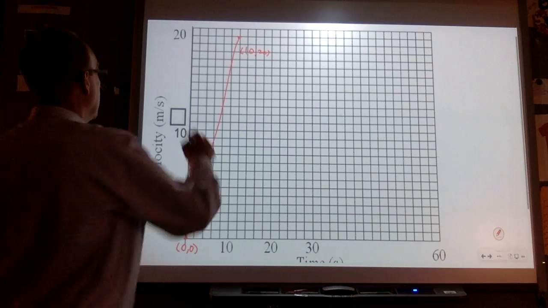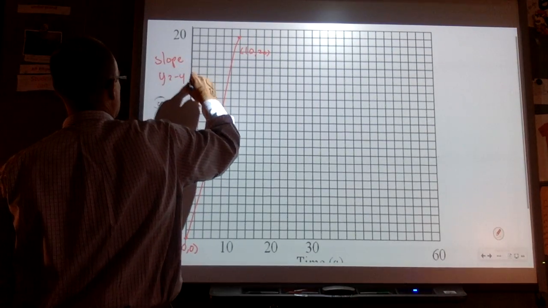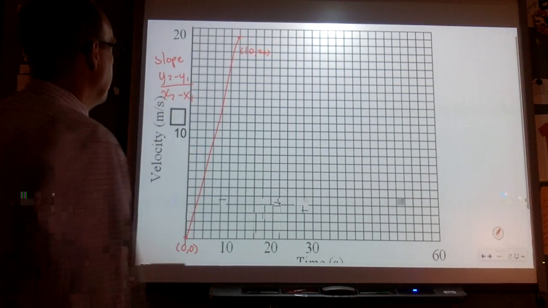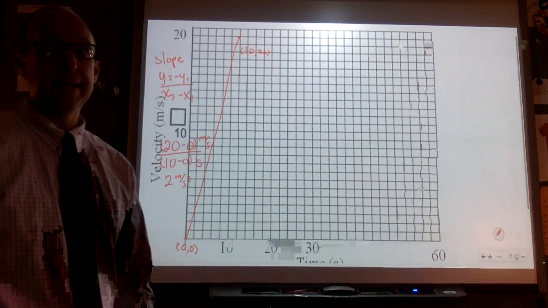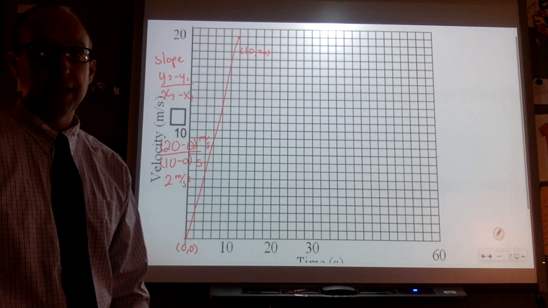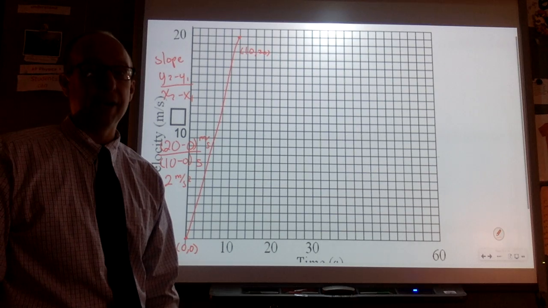Let's calculate that. So my slope, if you remember, is y2 minus y1 over x2 minus x1. So in this case, it's going to be 20 minus 0 meters per second over 10 minus 0 seconds. And so that tells me that everywhere on this line, it's 2 meters per second squared. What else can I tell from this segment? I can find out what the displacement is, or the distance. This is going to be the area.